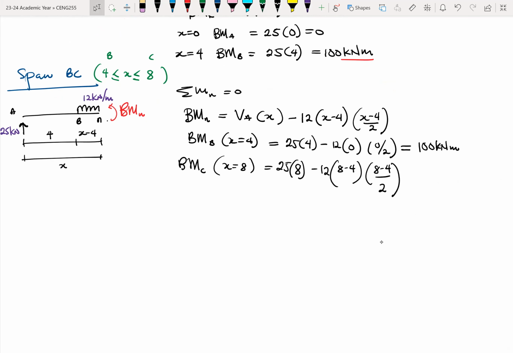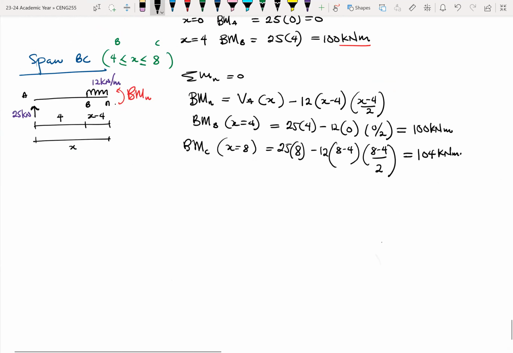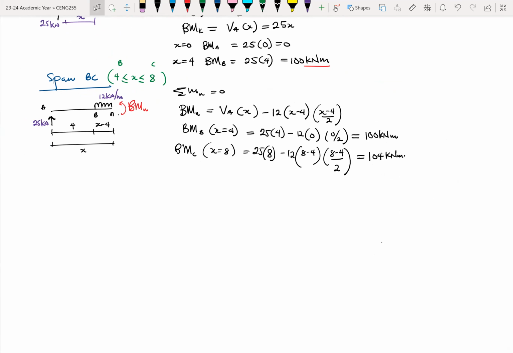So this should give us, I think, if I'm correct, 104 kilonewton meter. So this is one way to solve it. Let me call this one case 1. So this is case 1. For case 2, let me just try to be a bit lazy.